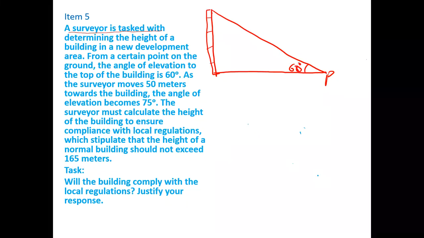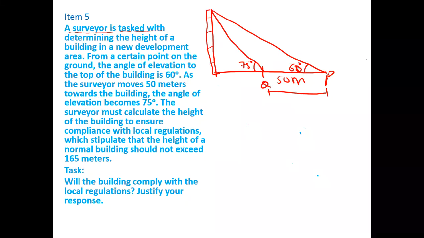But when he moves 50 meters towards the building, assume the 50 meters are here, from P to Q. He can now see the top of the building at an angle of 75 degrees. And I ask myself, what is the distance between the base of the building and the first position, which was P?